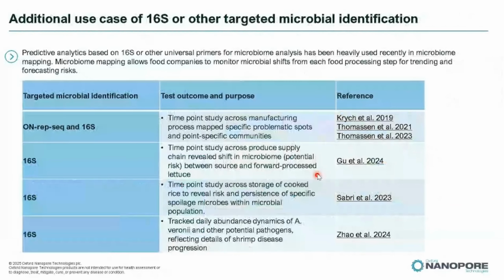These are some of the additional uses of 16S or other targeted microbial identification. Okay, so this is actually by a few research groups. So they performed a time point study across the manufacturing process, and then they mapped to the specific problematic spots and pinpointed specific communities. Okay, so this one used Nanopore 16S sequencing technology to check on the supply chain to reveal shifts in the microbiome between the source and the finished produce, lettuce.